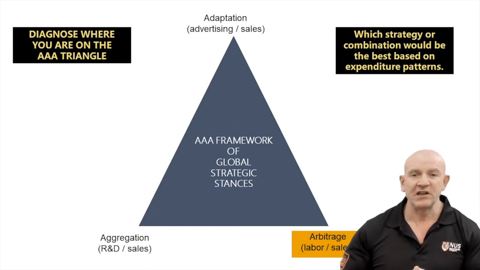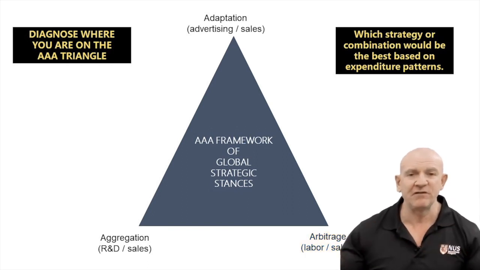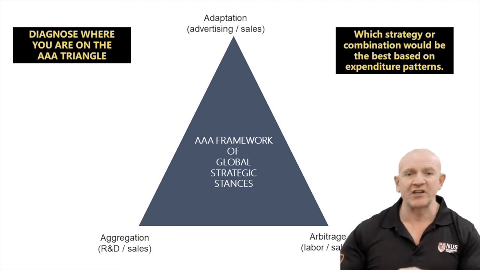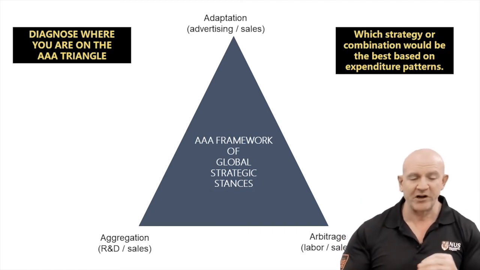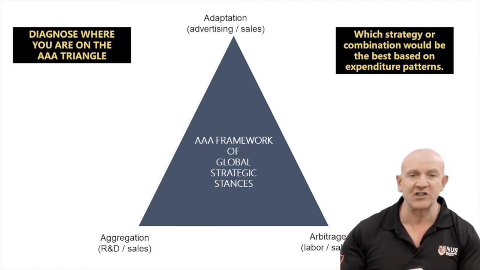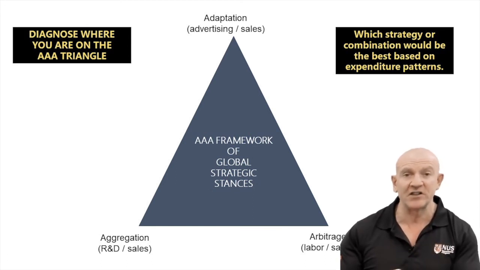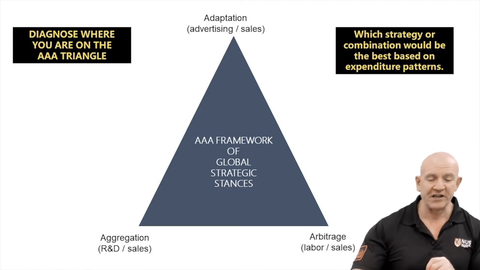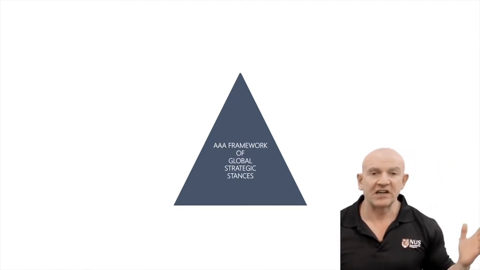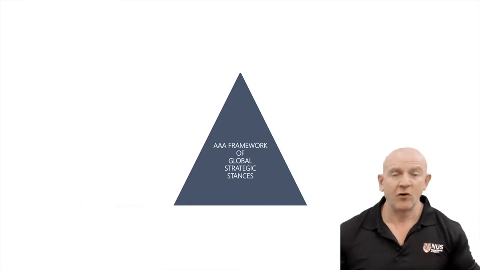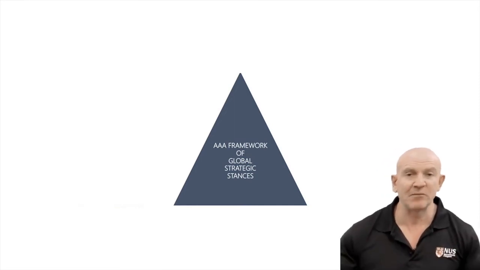Then once we achieve that, we need to make investments along those directions, which are reflected in the expenditure patterns of the company as well. And then we think about which strategy or combination might also be the best. But again, it has to be a conscious decision that accompanies the other decisions or guides the other decisions that we make when internationalizing.